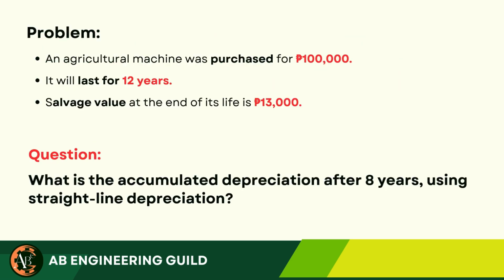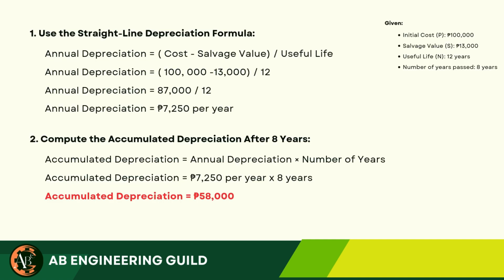Let's solve this step by step. An agricultural machine was purchased for 100,000 pesos. It has a useful life of 12 years, and its salvage value at the end of that period is 13,000 pesos. Using straight-line depreciation, we first calculate the total value the machine will lose over its lifetime. That's 100,000 pesos minus 13,000 pesos, which equals 87,000 pesos. To find the annual depreciation, we divide 87,000 pesos by 12 years. That gives us 7,250 pesos per year.